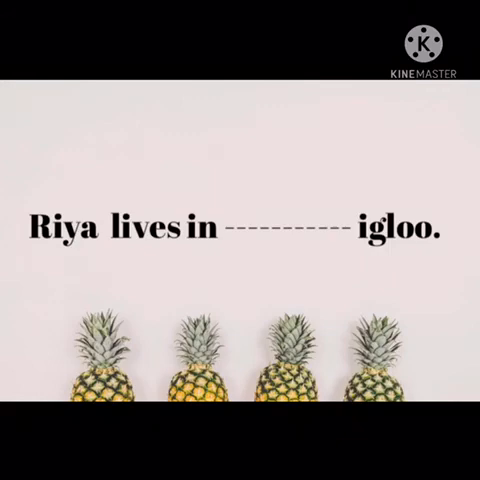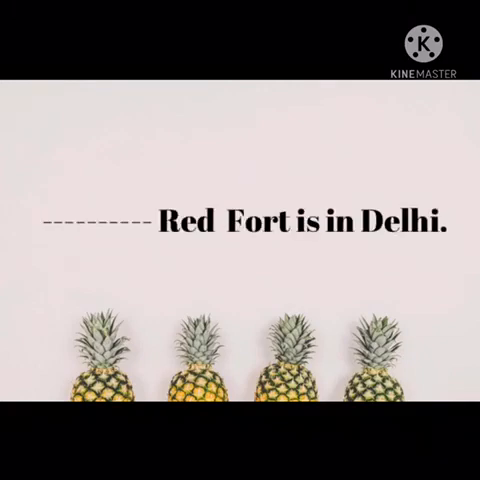Ria lives in dash igloo. Now here we will use an igloo because the word igloo starts with vowel. The last is dash red fort is in Delhi. Here we use the article the because red fort is the specific noun.